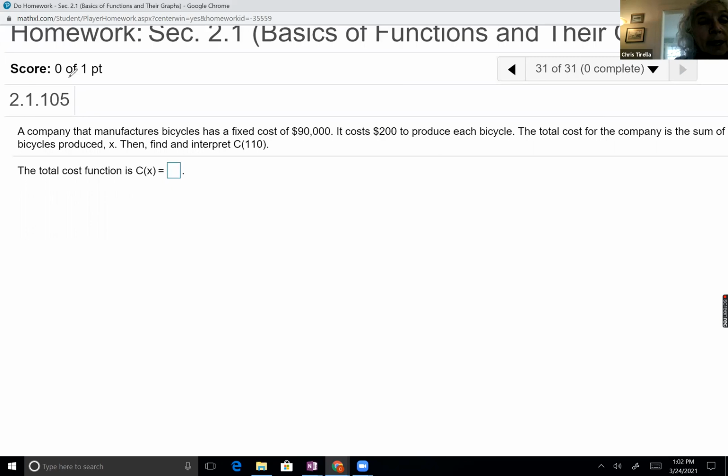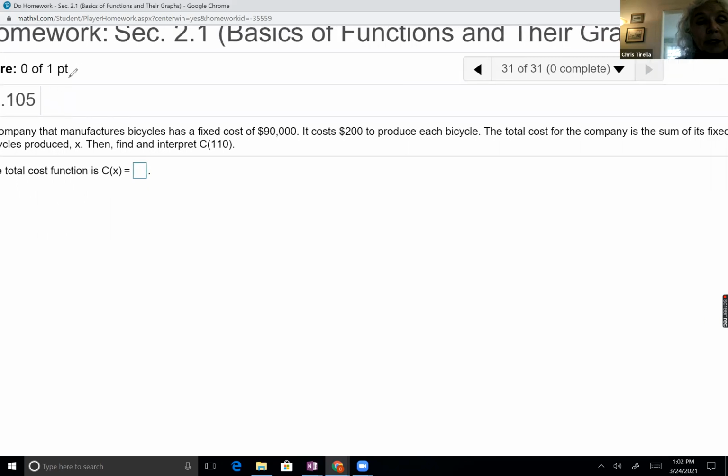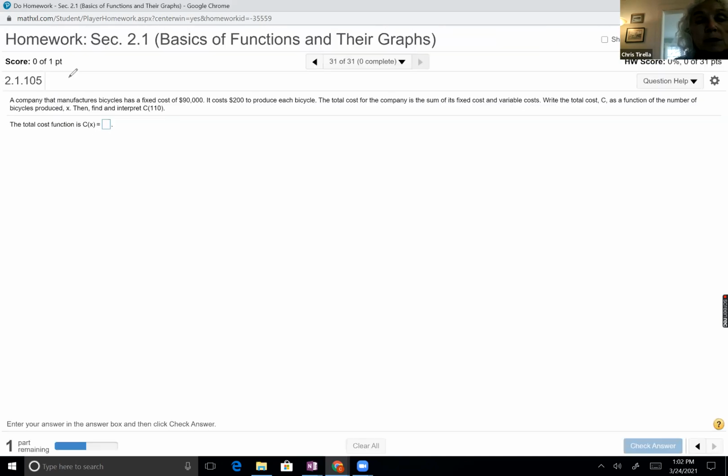Says that a company manufactures bicycles. It has a fixed cost of $90,000. It costs $200 to produce each bike. The total cost for the company is the sum of its fixed costs and its variable costs. Write the total cost C as a function of the number of bicycles produced, X.